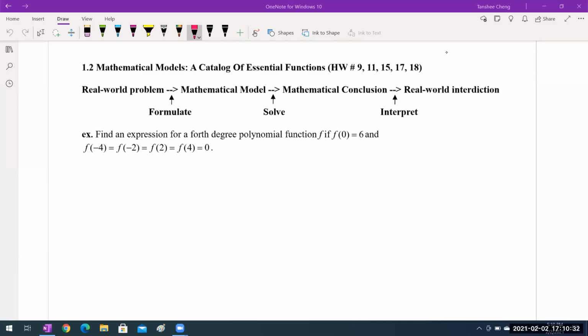1.2, we're going to look at mathematical models. In this section, we're going to look at a real life problem, and we're going to translate that real life problem into a mathematical model, which is formulating it as equations or functions. And then we're going to solve the equations or evaluate the functions with various techniques to get a result, which is the mathematical conclusion, right?